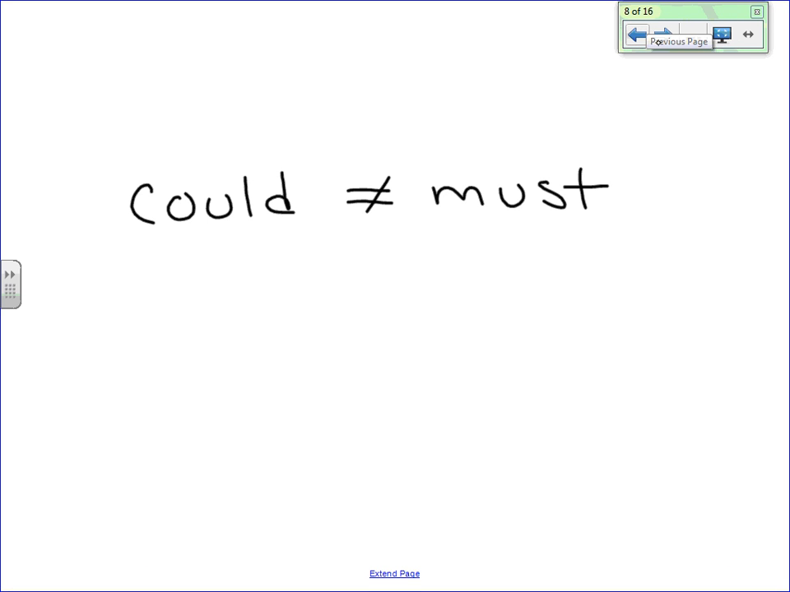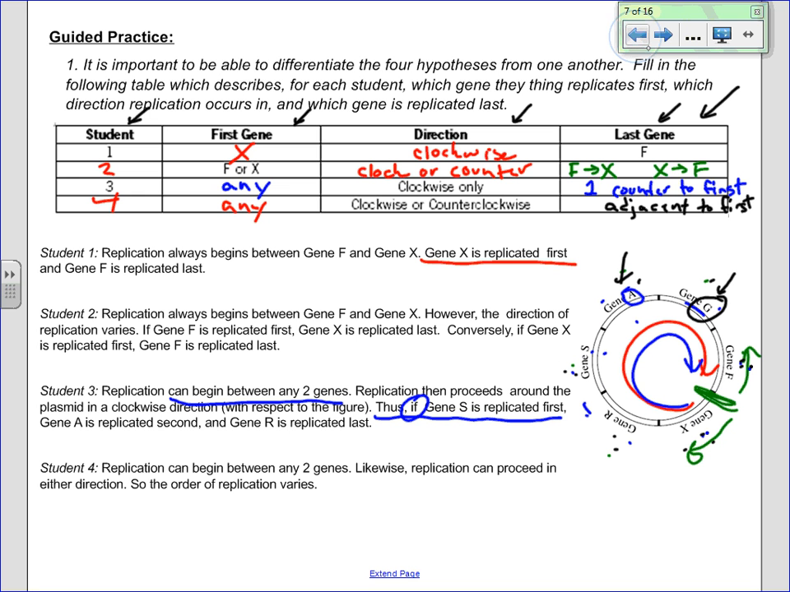All right, at this point, if you're pressing play, that means you're ready to go through questions 2, 3, and 4. And even 5. One thing to note about all these questions, though, is the difference between the words "could" and "must." What you see here is that a few of your scientists actually give you options. So you notice for student 2, she gives you the option of is it F or is it X? And she also says that it could be clockwise or counterclockwise.